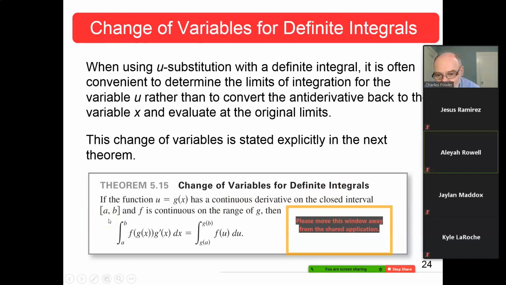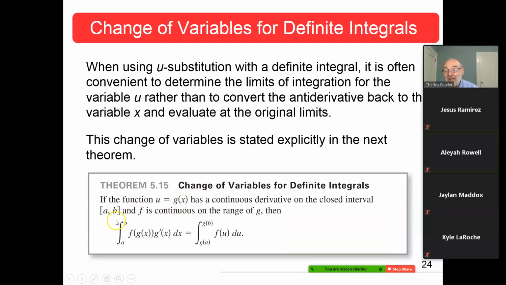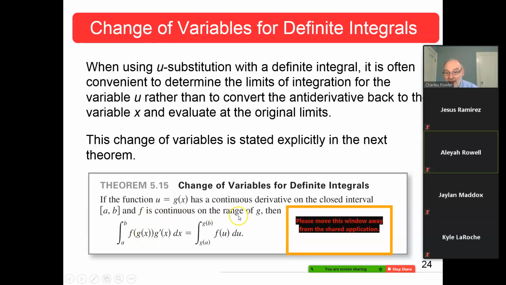Okay, if u equals g of x, that's going to be your substitution, by the way. If that has a continuous derivative on that closed interval a to b, and remember a is the lower limit of your integration and b is the upper limit. So if that g, the innermost part, the most complicated part of the problem, is continuous on that interval, and if f, the thing you're taking of g, your composite function, is continuous on the range of g.